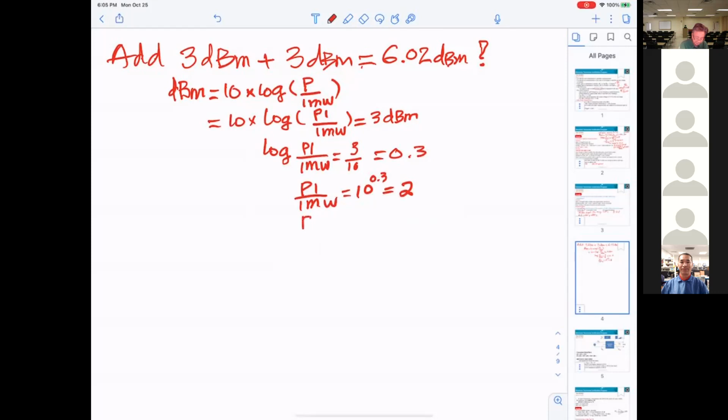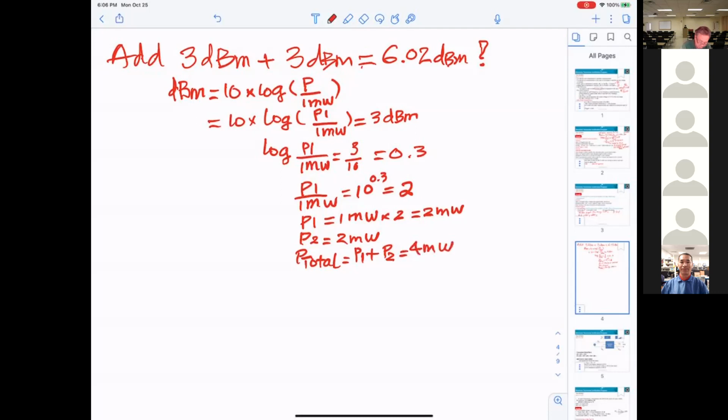So P1 is 1 milliwatt times 2, which is 2 milliwatt. Same thing for P2, 2 milliwatt. Okay, so P total equals P1 plus P2, which is 4 milliwatt.